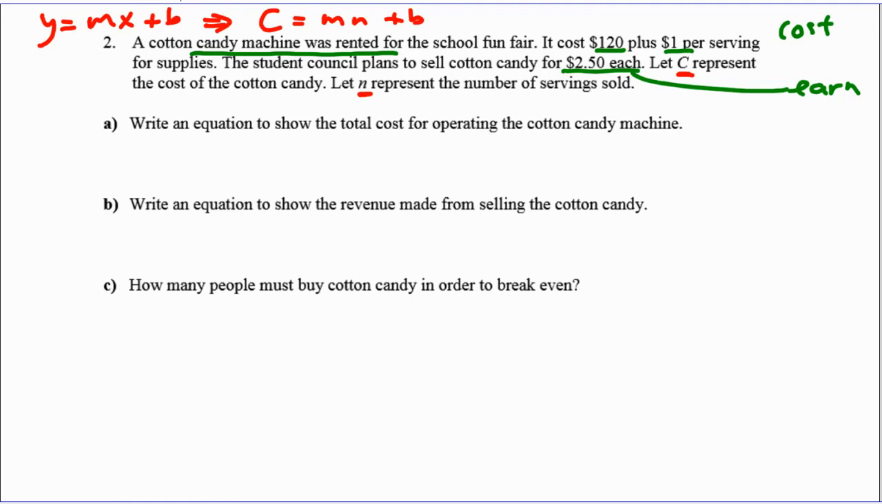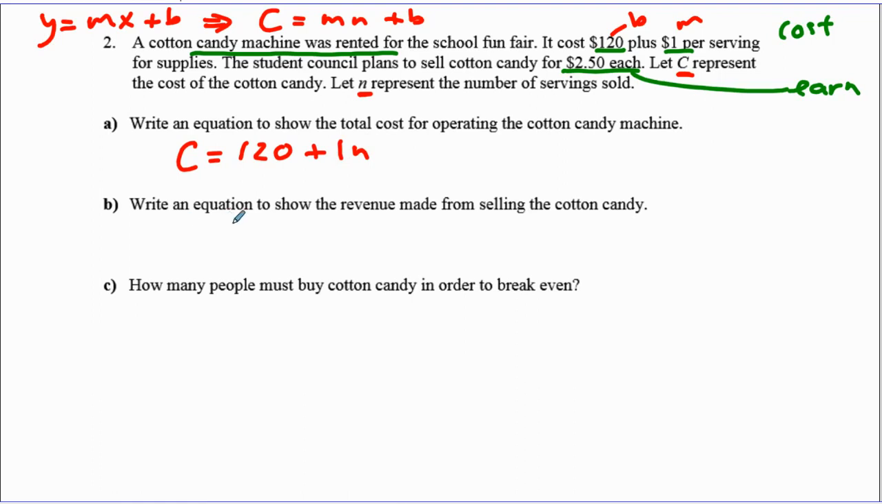Okay, so let's read through this. Can we come up with an equation to show the cost of operating? Okay, so it was the cost of, so C, it costs 120 to rent the machine. That's our B. There's our B, and there's our M. And plus 1, N for number of people we have.